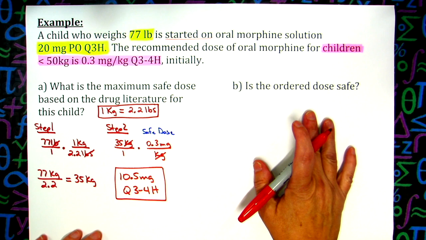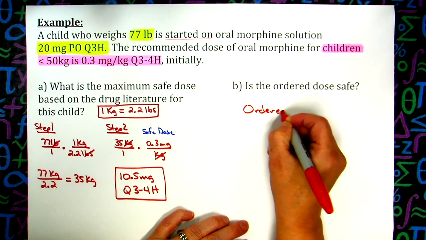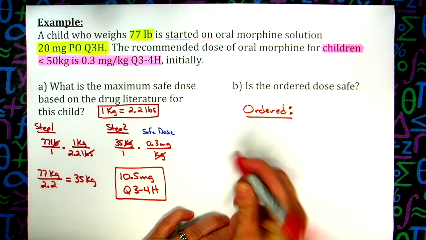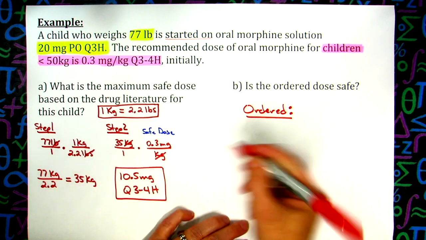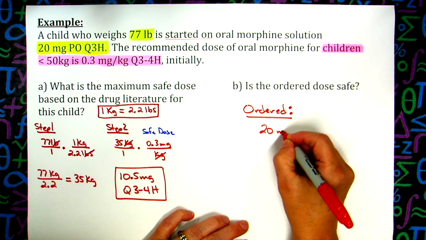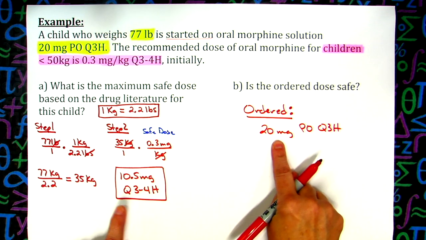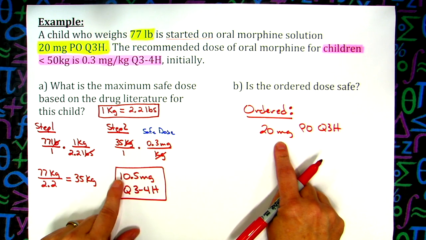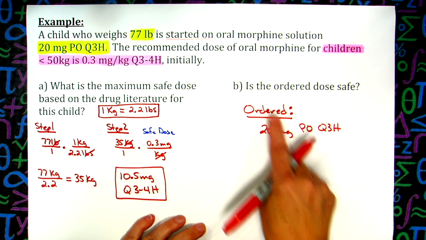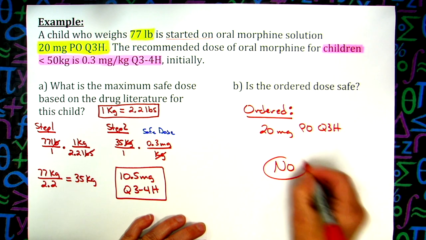Now, part B: is the ordered dose safe? I'm going to write down what was ordered for this child. The child was started on 20 milligrams by mouth every 3 hours. Well, 20 is way more than the maximum safe dose of 10.5. So to answer the question, is the ordered dose safe? The answer is no, it is not safe.